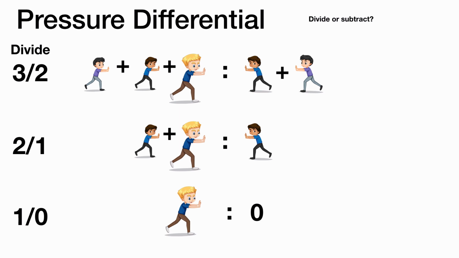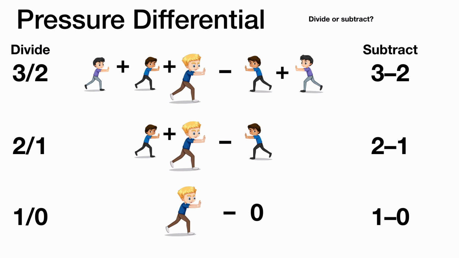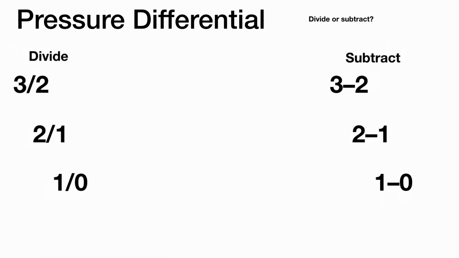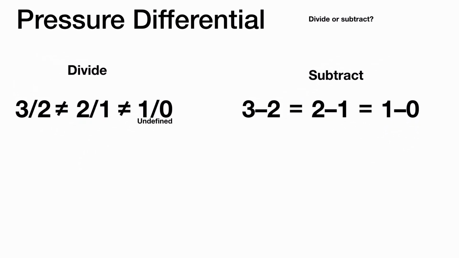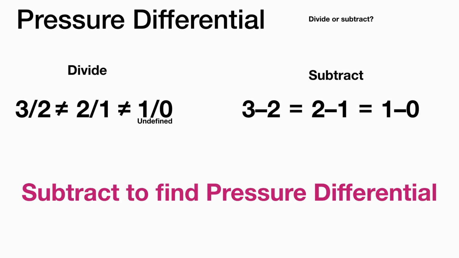Now that hopefully is bothering a lot of people. You can't do a 1-to-0 ratio. That doesn't make any sense. How about subtraction? We have a 3 minus 2 situation, or a 2 minus 1 situation, or a 1 minus 0 situation. So which one of these things gives us consistent results? And specifically, since 1 divided by 0 is undefined, it is subtraction. So clearly, pressure differentials will be done with subtraction.